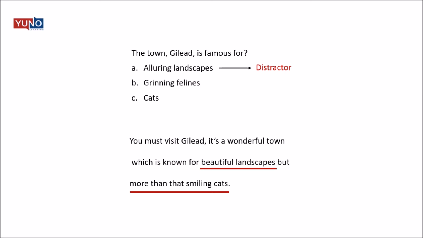When you keep listening, the speaker adds, but more than that, smiling cats, which means the correct answer is either B or C, because both the options mention cats. Felines, if you remember, is a synonym for cats. But is the speaker talking about cats in general? No, he's talking about smiling cats, which means C is also a distractor and option B is the correct answer. So don't just assume that the first option you hear is the correct answer. Listen out for words like but and however, because these types of linking words indicate that the answer might not be that straightforward.